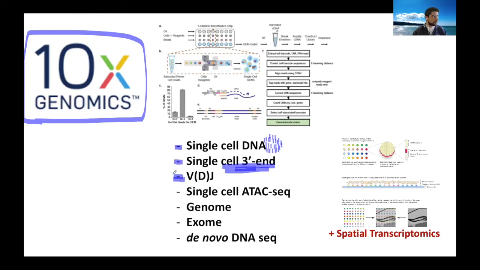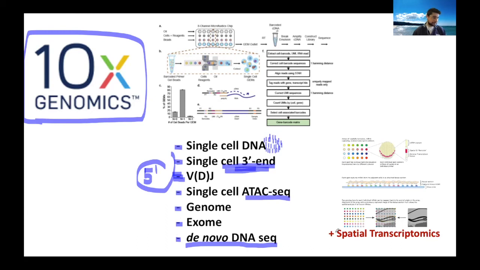You can also do VDJ, and this is called 5' end sequencing. So it's RNA sequencing, but it's sequencing the 5' end, not the 3' end. It's like the opposite approach. You can do ATAC-seq that we've seen before on single cells. Again, genome, exome, and also de novo assembly of new genomes. So it's a very good application.